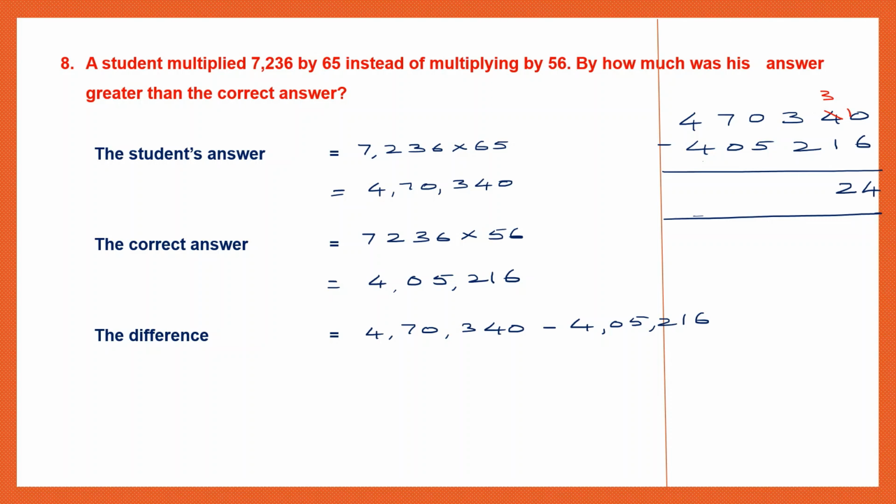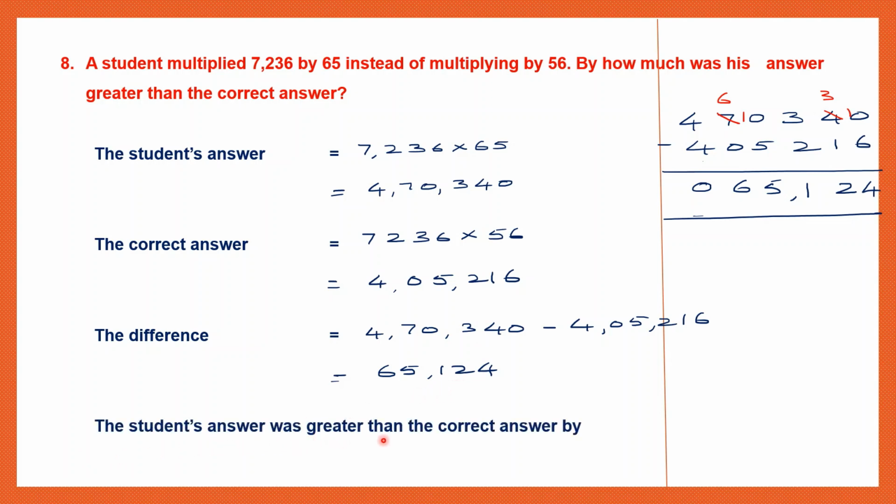3 minus 1 is 2. 3 minus 2 is 1. Now next we have 0 minus 5 which we can't do. We're going to borrow from here. This becomes 6 and this is 10. 10 minus 5 is 5 and then we have 6. This is 0. So 65,124 is the difference. That means the student's answer was greater than the correct answer by 65,124.